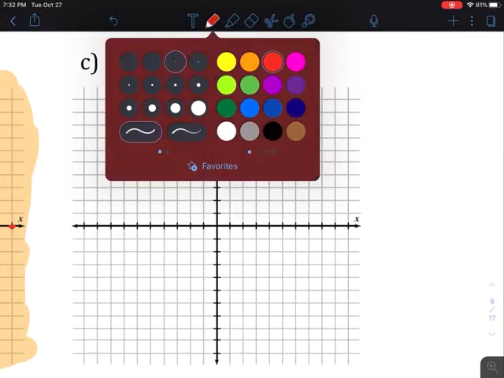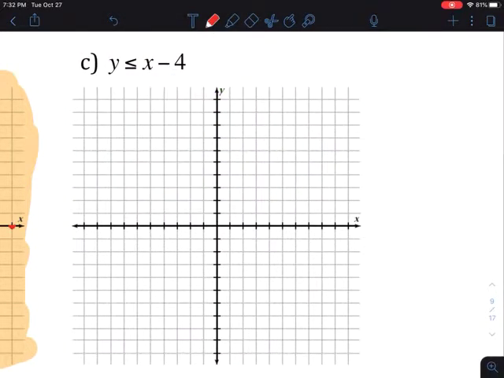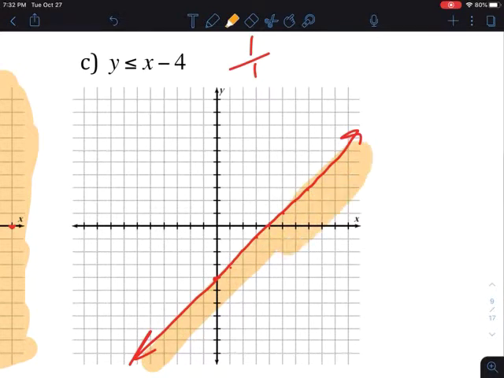Okay, this guy also in slope-intercept, I can graph right away. The y-intercept is -4. The slope is an invisible 1, so that's up 1, right 1. Up 1, right 1. We have an underline, so it's going to be a solid line. And less than or equal to, so I'm going to shade below the line.